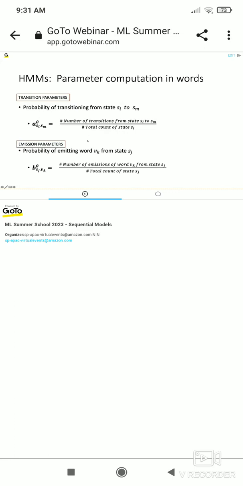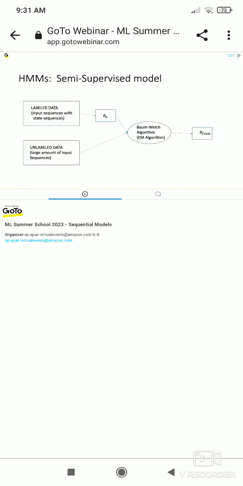These are the solutions we arrive at for supervised learning. Let's see how to do it for semi-supervised learning. Let's say some data is labeled. Then we can compute the initial estimate using the supervised approach, and from the unlabeled data, we can use the EM algorithm to estimate the maximum likelihood of the unlabeled data. This is an iterative approach.